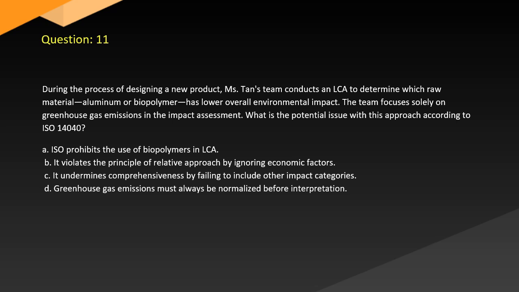Question 11. During the process of designing a new product, ISOTAN's team conducts an LCA to determine which raw material, aluminum or biopolymer, has lower overall environmental impact. The team focuses solely on greenhouse gas emissions in the impact assessment. What is the potential issue with this approach according to ISO 14040? A. ISO prohibits the use of biopolymers in LCA. B. It violates the principle of relative approach by ignoring economic factors. C. It undermines comprehensiveness by failing to include other impact categories. D. Greenhouse gas emissions must always be normalized before interpretation.